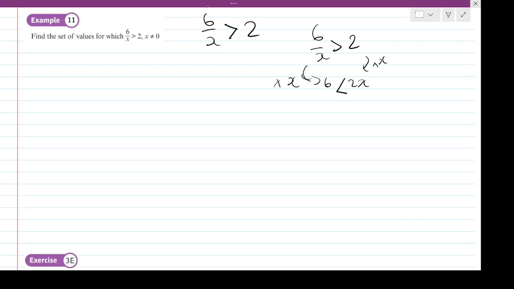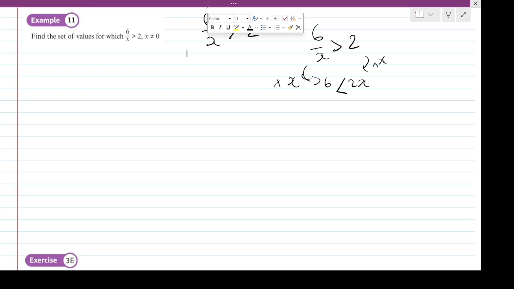But if it's negative, well, then it'd have to be less than 2x. Well, how do we know when to change? How do you know if we should flip the sign or not? We don't know what the sign of x is. X could be anything. All it says here is x cannot be 0, which makes sense because you can't divide by 0. But it doesn't say x can be positive or negative. So how on earth do we know whether to flip the inequality sign or not?